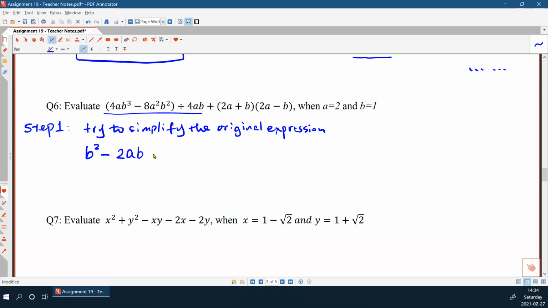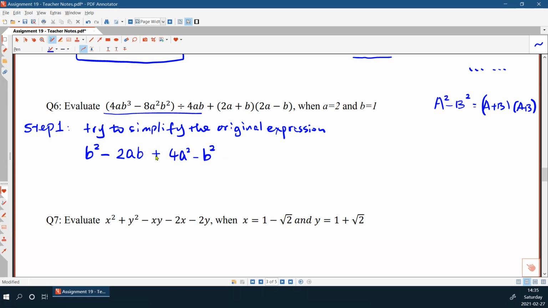Next, we will get (2a plus b) times (2a minus b). This is actually according to this formula, right? Something squared minus another thing squared, which is (a plus b) times (a minus b), right? So here we will get 4a squared minus b squared, right?